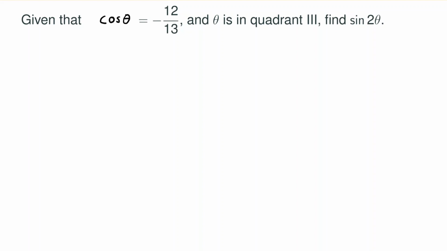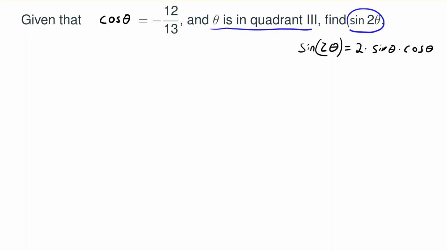Given cosine theta equals negative 12 over 13, and theta is in the third quadrant, find sine 2 theta. Here, first we have to pay attention. We're looking for sine 2 theta, not just sine theta. Okay? So since it's sine 2 theta, we have to use the double angle identity. The double angle identity tells us that sine 2 theta equals 2 times sine theta times cosine theta. So in order to find sine 2 theta, we have to know sine theta and cosine theta. This is not just like 2 times sine theta. We have to use this identity.